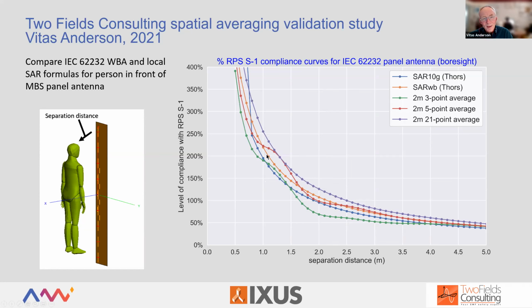And you can see there's the orange one there, and there's the blue one. And then what I've done is I've plotted the compliance curves for the 3-point average, 5-point average, and the 21-point average. And you can see in pretty much all of them, except the 21-point average, they're not necessarily more stringent than the basic restriction curves. So that's a bit of a bother. I'm not quite sure why that's the case.